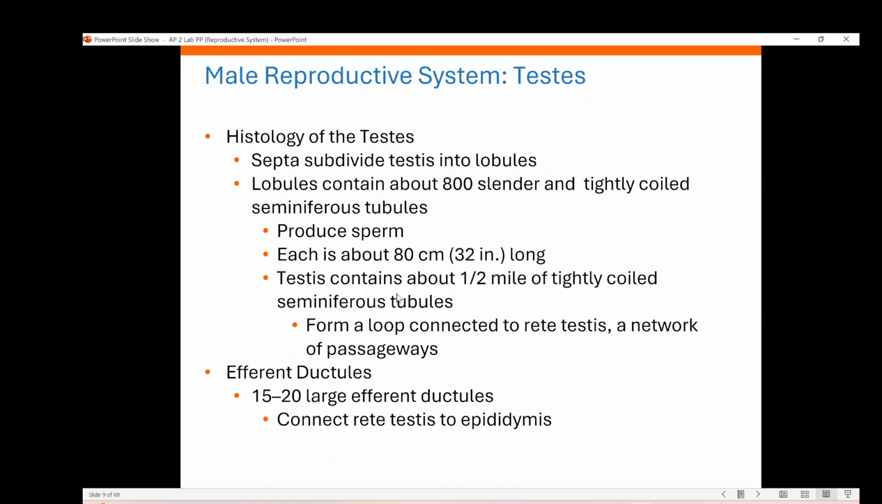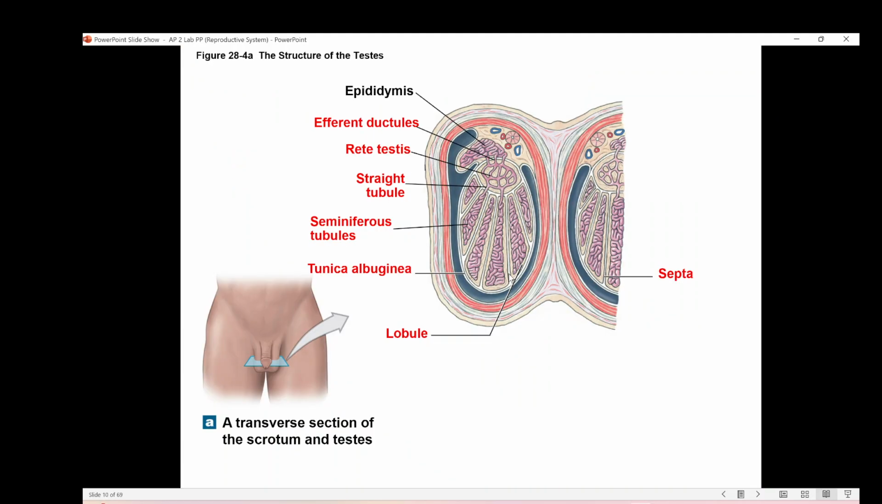So these seminiferous tubules are going to form a loop that's going to connect to something known as the rete testis. The rete testis is a network of passageways. So let's take a look at what that means. All of these seminiferous tubules are in the lobule. So each compartment we're going to call a lobule. The coiled tubes here are the seminiferous tubules. But now if you notice, those tubes are all going to lead to this structure here called the rete testis. These lobules have little tubes right here called the straight tubules. Here's one here, here's one here.